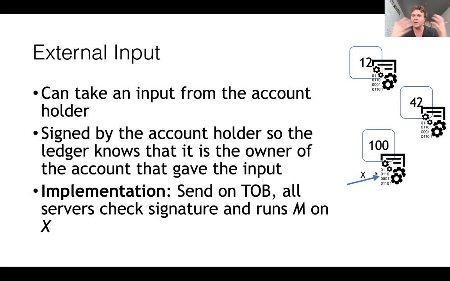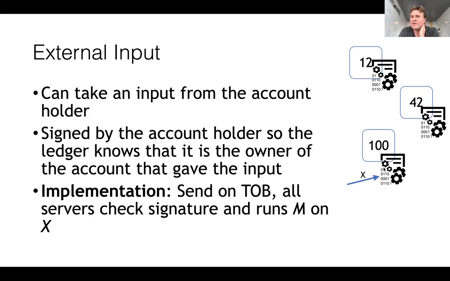So remember that underlying the account system, we had this totally ordered broadcast. And we can also use that to signal to all these smart contracts. If you send something there, then it will appear in some well-defined order, all these events or inputs to the system. And then all the servers in the system will run all the smart contracts on this sequence of messages that appear on the totally ordered broadcast channel on the blockchain.